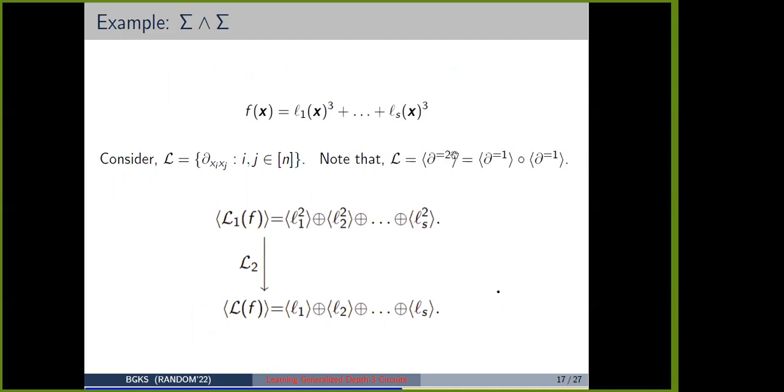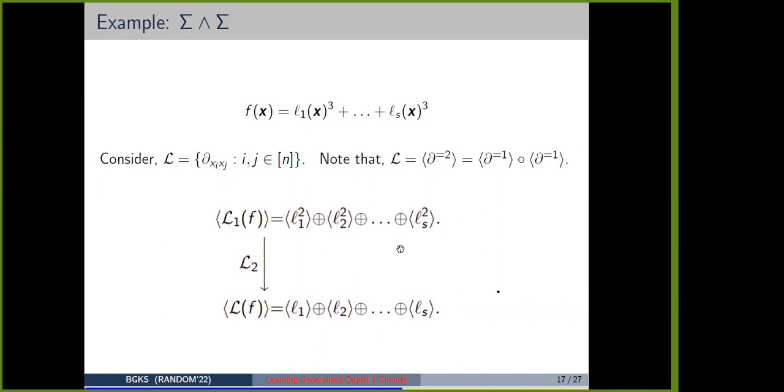So we have the following diagram. Our non-degenerate condition to learn this model would be Li's being linearly independent, and if Li's are linearly independent, you get that L1 of f, which is a vector space U, is in fact a direct sum. Why? Because if Li's are linearly independent, then so are Li squares. And even if you apply L2 on top of that, you get span of Li's. And again, because Li's are linearly independent, you get that there is direct sum structure here as well.